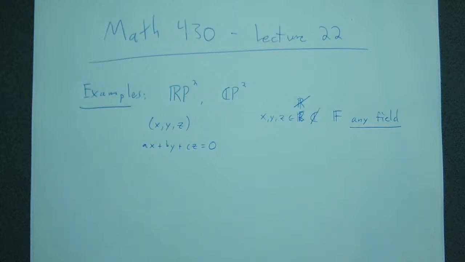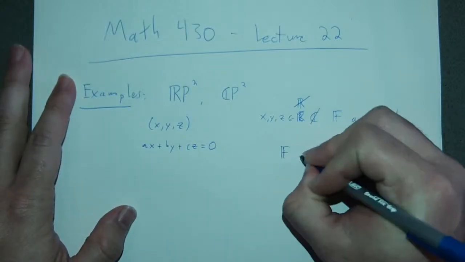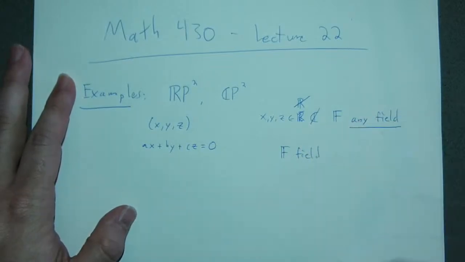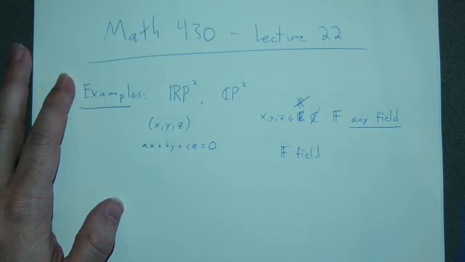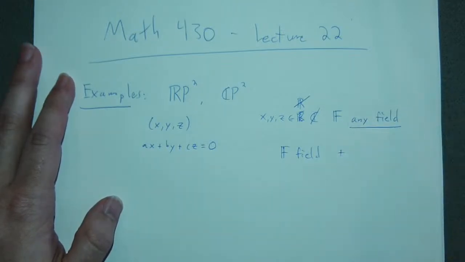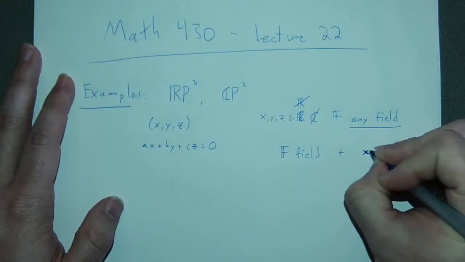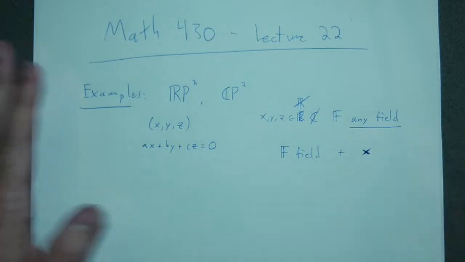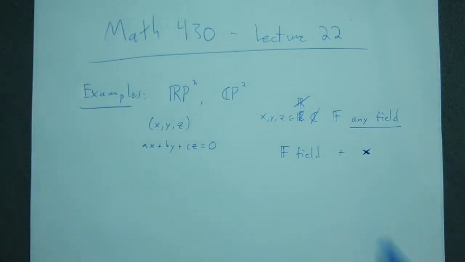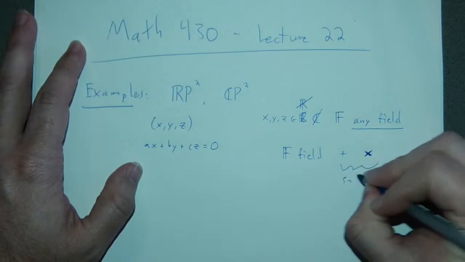So what is a field F? Okay, well, F is a field. It means it's a set together with two binary operations. It's got plus and it's got multiplication, which, okay, I'll write as a cross like the textbook does. So it's got two binary operations, and these satisfy the field axioms.